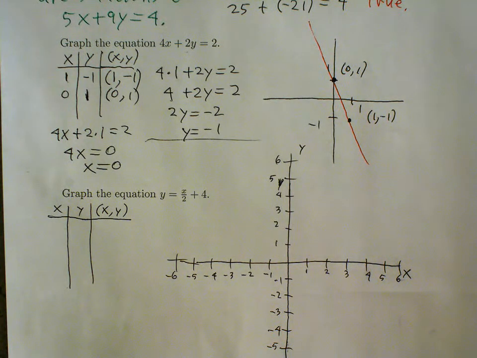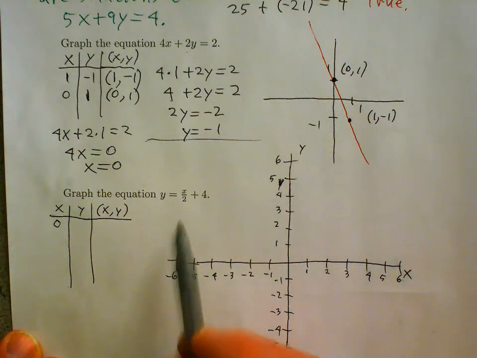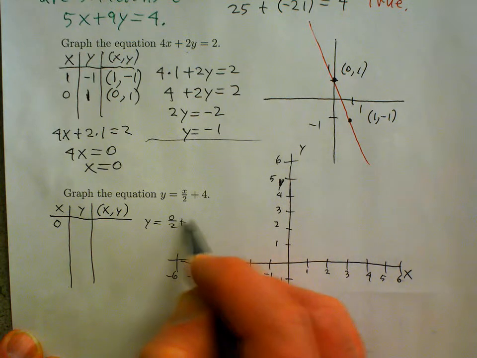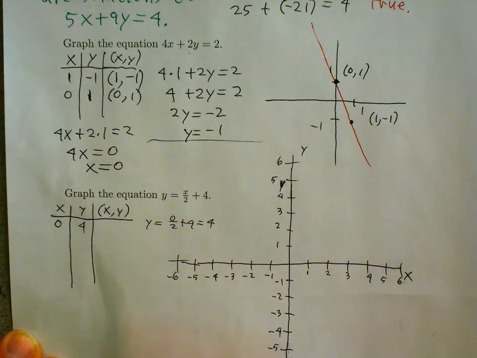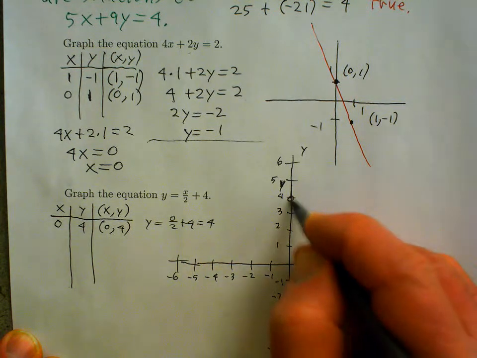Okay, that probably gave you enough time. What's one ordered pair? Okay, I have an answer online. So if we pick x to be 0, then y equals 0 divided by 2 plus 4, or 4. So the ordered pair 0, 4 is a point on the line. That's this point, 0, 4.